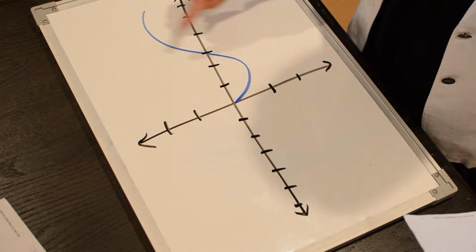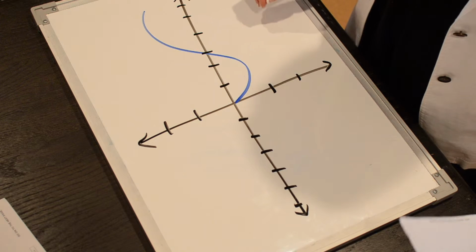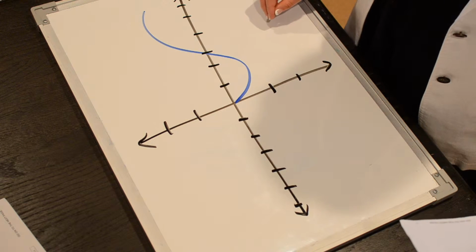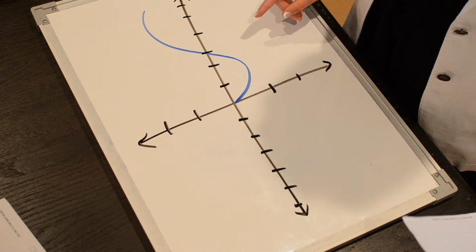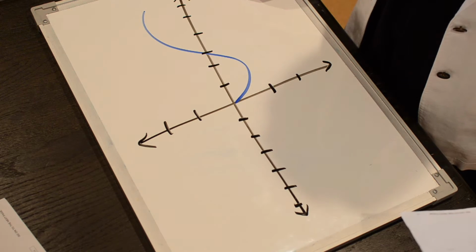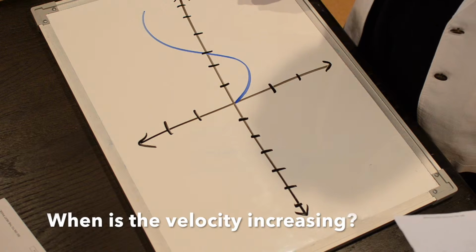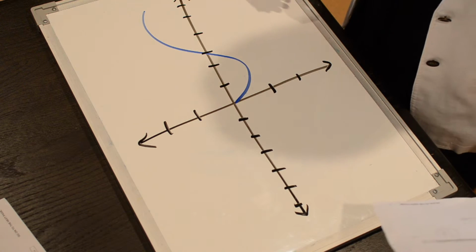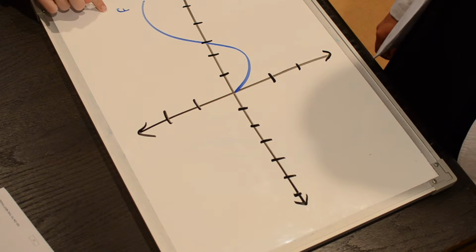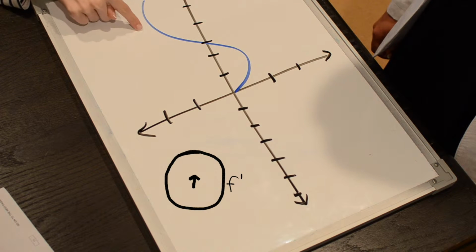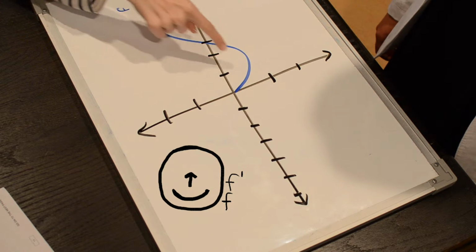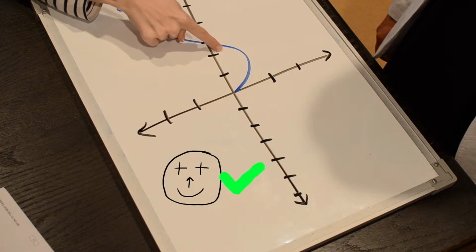So, a particle is moving along this line. The graph of the particle's position x of t at time t is shown on this graph from 0 to 6. Now, for what values of t is the velocity of the particle increasing? So since this is the graph of F, when F prime is increasing, F must be concave up, here. So from 0 to 3.